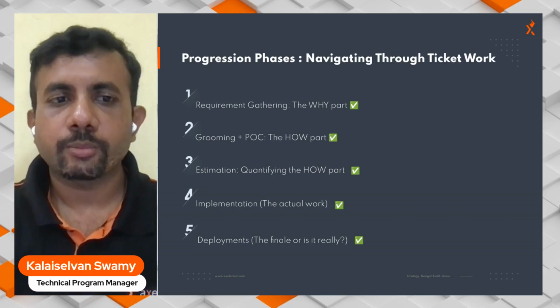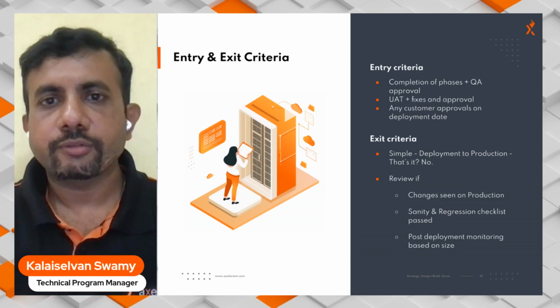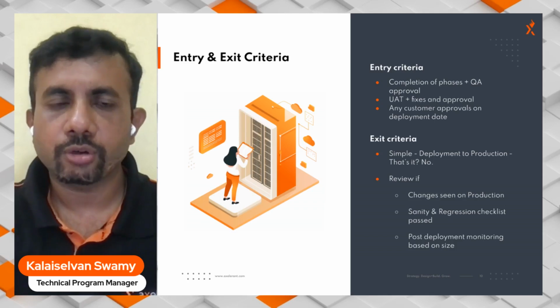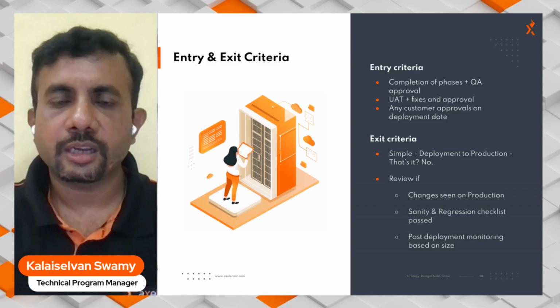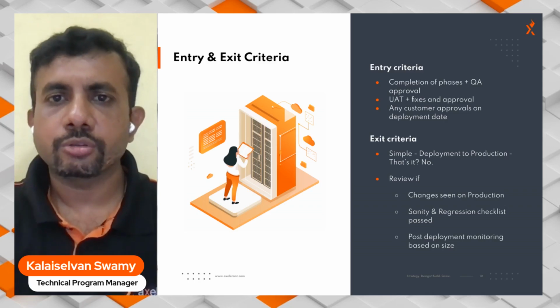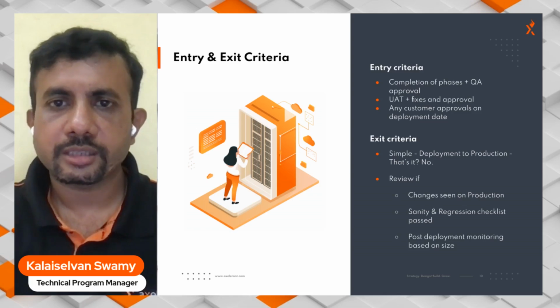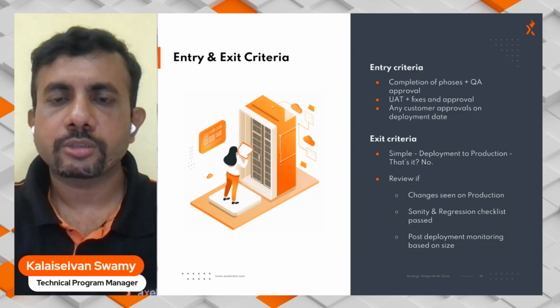So now we have discussed peer reviews. Let's go into deployments. The entry criteria for deployments is, of course, the completion of previous phases and the QA approval, the internal approval that it is ready for production, after which we usually give it for user acceptance testing, followed by fixes done for the UAT, and the approval from the customer that their side testing is also done. However, there might be some cases where you need to get customer approval on the deployment date or time, and all these things are the entry criteria for deployments.